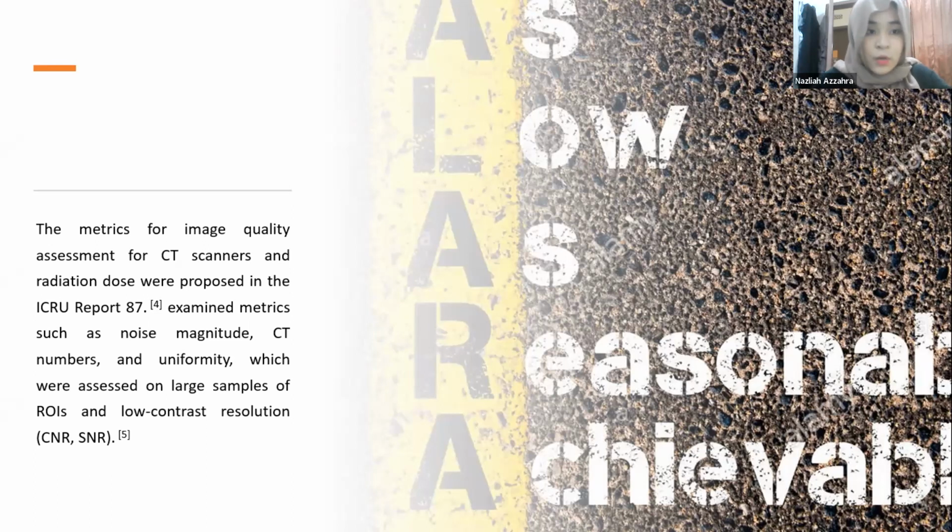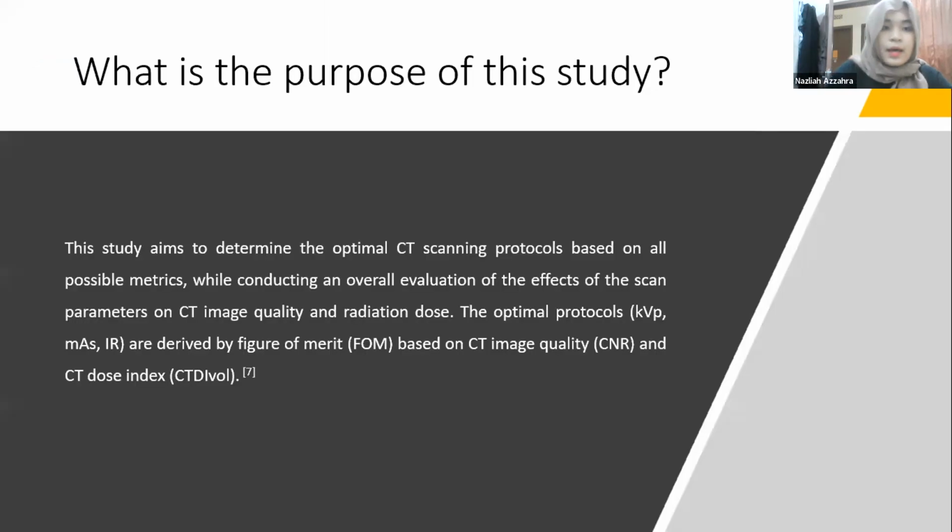The metrics for image quality assessment for CT scan and radiation dose were proposed in ICRU report number 87. Metrics such as noise magnitude, CT number, and CT uniformity were assessed in large samples of ROI or region of interest, and low contrast resolution was determined by CNR, contrast to noise ratio, and SNR, signal to noise ratio.